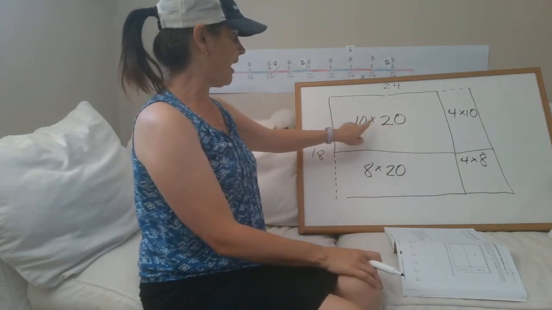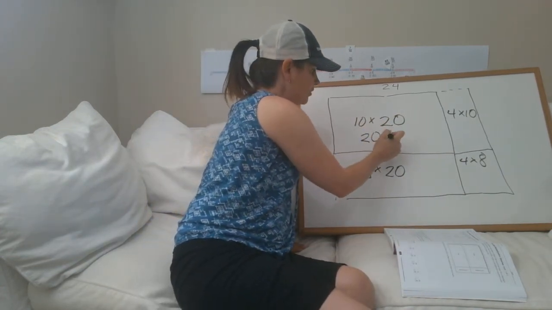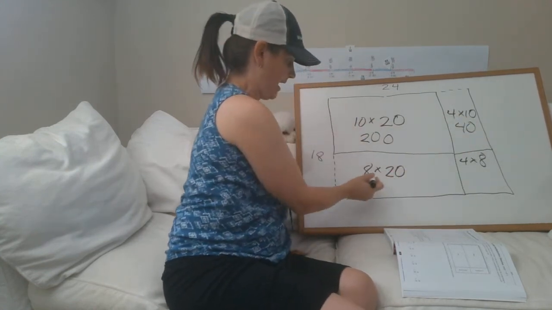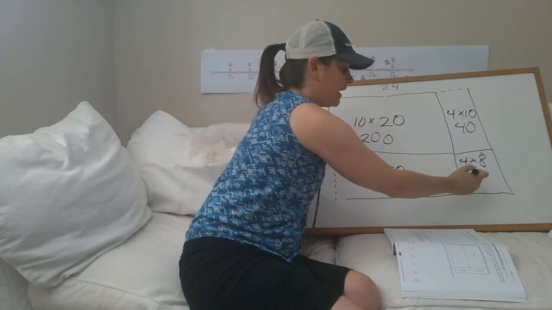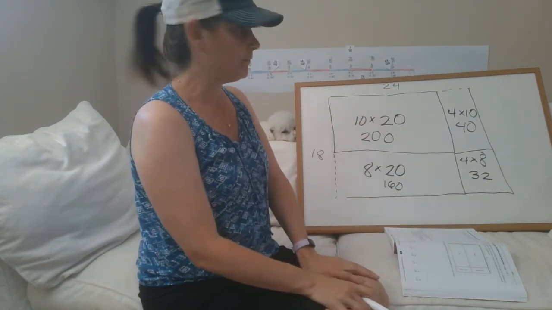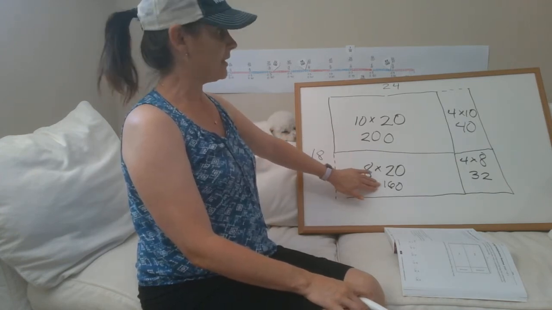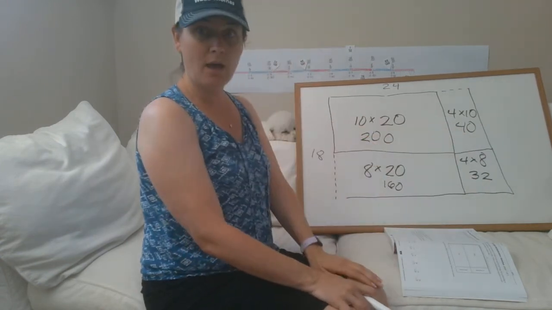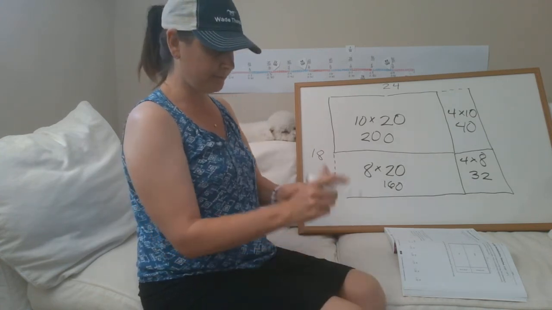10 times 20, I've got 1 times 2 is 2. And I have those 2 zeros to attach. 4 times 10 is 40. 8 times 2 is 16, attach the 0. And 4 times 8 is 32. And you add those all together. 200 plus 160, 360, plus 40, 400, plus 32, 432. Square feet, because it's the area, you square it.